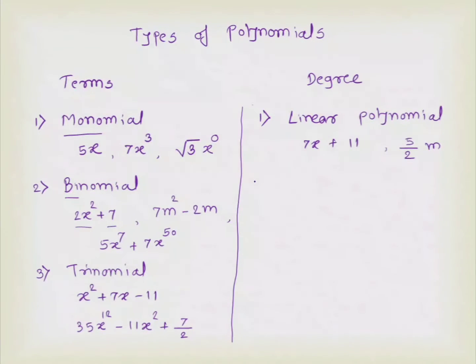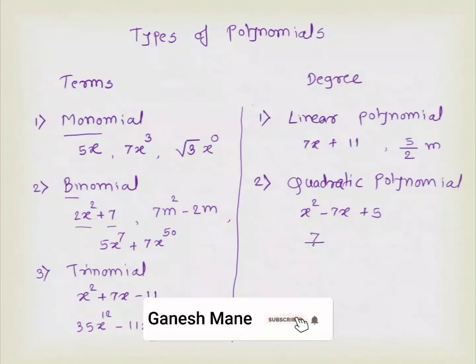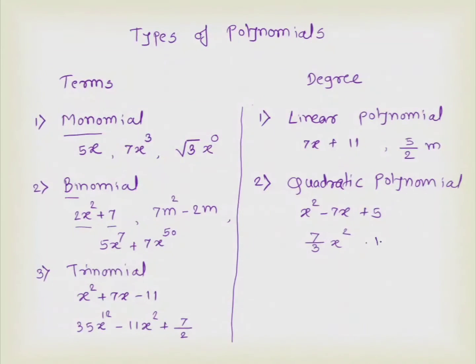Now if the degree of the polynomial is 2, then it is called a quadratic polynomial. For example, x square minus 7x plus 5. For this polynomial, the degree, that is the highest power of variable x, is 2, so it is a quadratic polynomial. Or if we have another example, 7 divided by 3 x square minus 11. Here also only 2 terms are involved, but we are only considering the degree of this polynomial, which is 2, that's why it is also a quadratic polynomial.